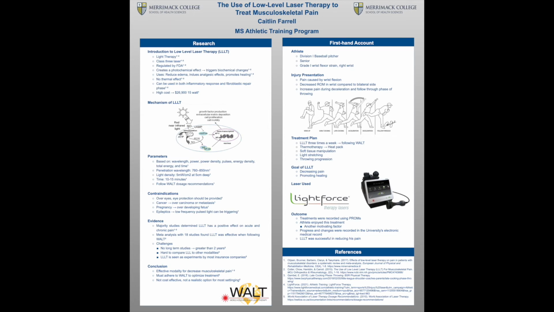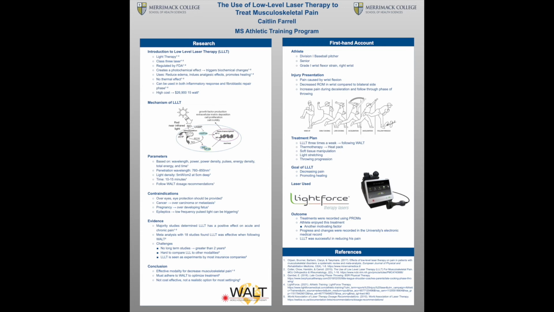So for his injury presentation, his pain was caused by wrist flexion. He had decreased range of motion in his right wrist compared to his left, or his bilateral side, and he had increased pain during the deceleration and follow-through phase of throwing. So I included a little image that shows the throwing phases here for everyone to see, and deceleration and follow-through is at the very end, and that's when we're going to start having our active forearm flexion and wrist flexion, and that's what was causing him the most pain.